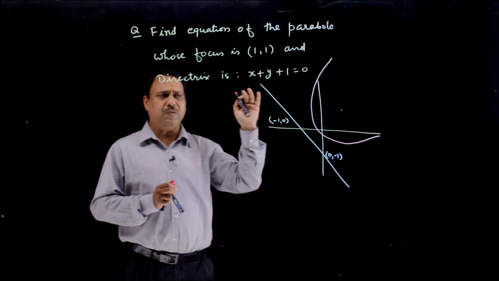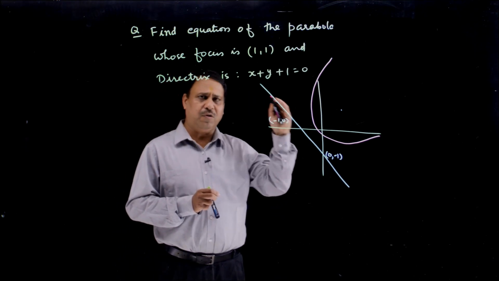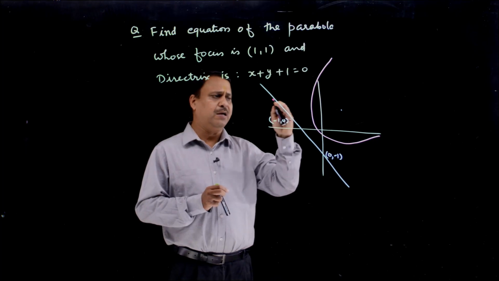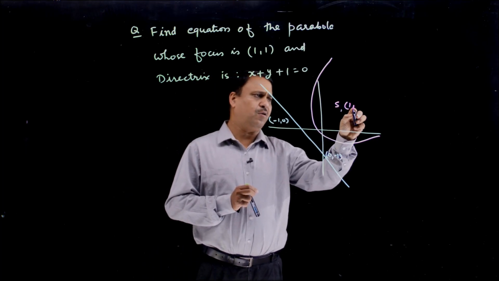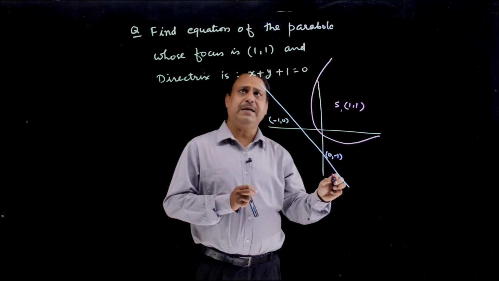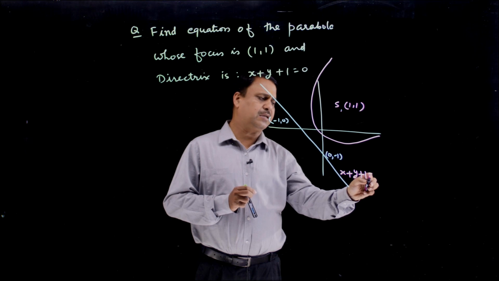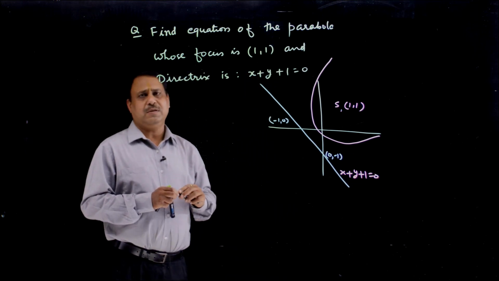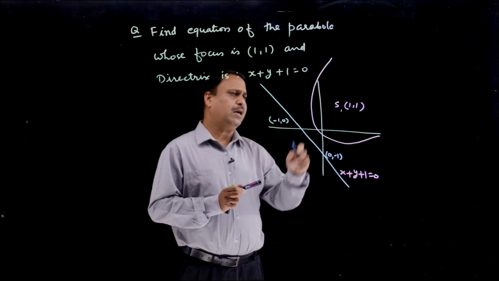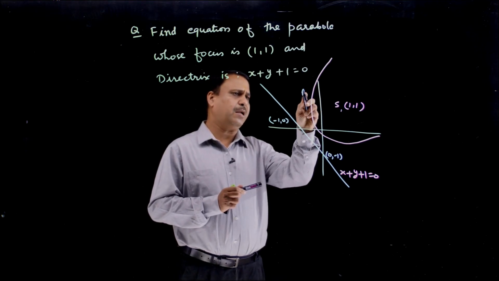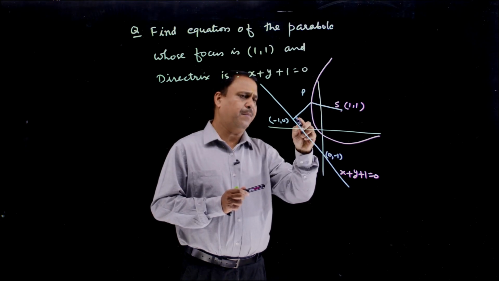So you can visualize one thing from here, that this is not the standard y square is equal to 4ax or x square is equal to 4ay kind of parabola. This is the focus S (1, 1). This is my directrix, given x + y + 1 = 0. So standard form now you can use. P is any point you can take on the parabola. Suppose P is any point on the parabola, then PS must be equal to PM.